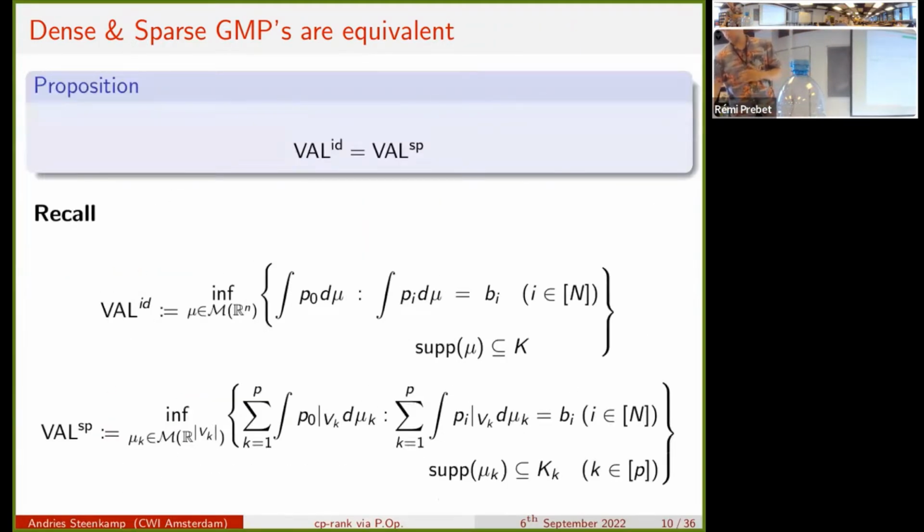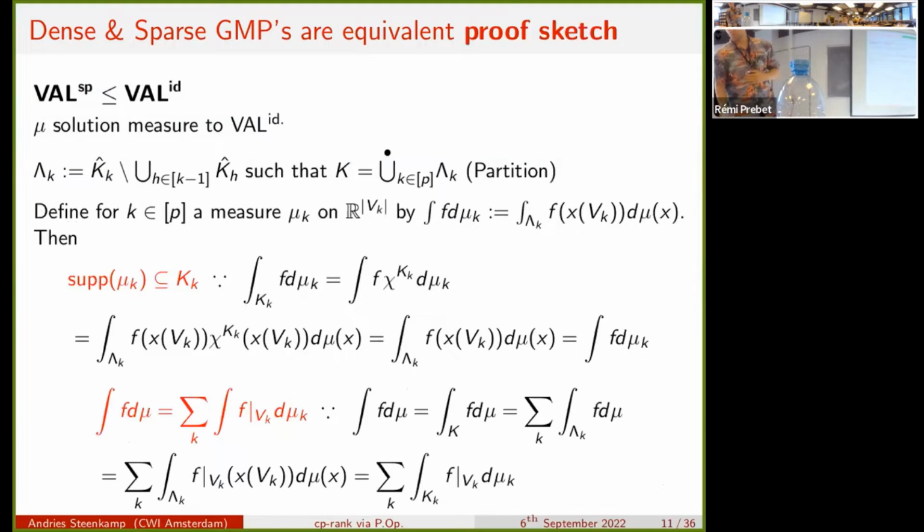So it turns out, I made a proposition: the two hierarchies are the same. To prove this, you would do less than or equal in one direction and greater than or equal in the other direction. I'll only do the more difficult side, but that's still pretty easy. We'll prove that the sparse GMP is less than or equal to the dense GMP. Start with a single measure mu, a solution to the dense GMP.